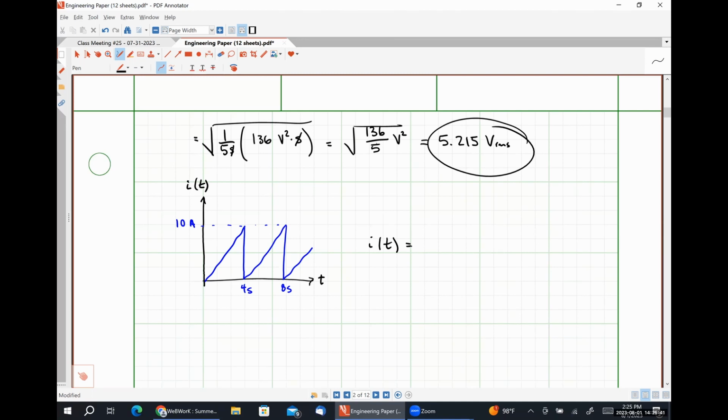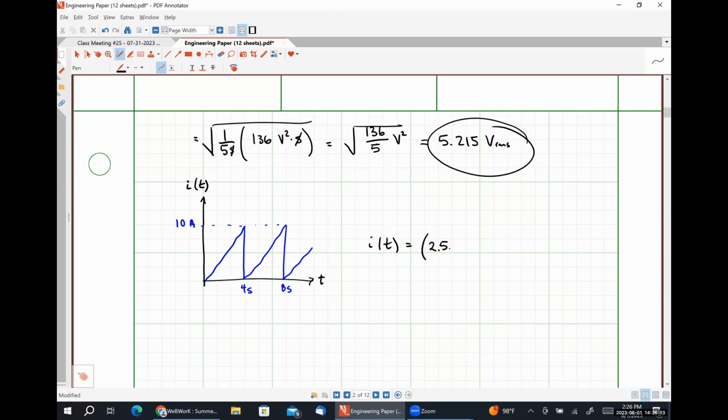10 over 4, all over 2. So 10 over 4 is 2.5. 2.5 over 2, so 0.5. Why over 2? Because I'm calculating it like a triangle, like I'm dividing out the half of the triangle. I'm not calculating the area or anything.